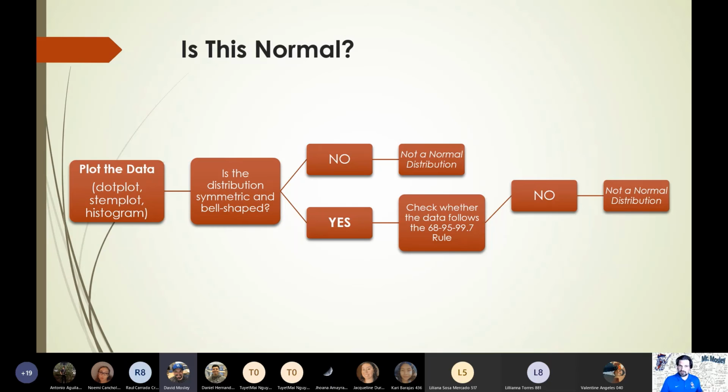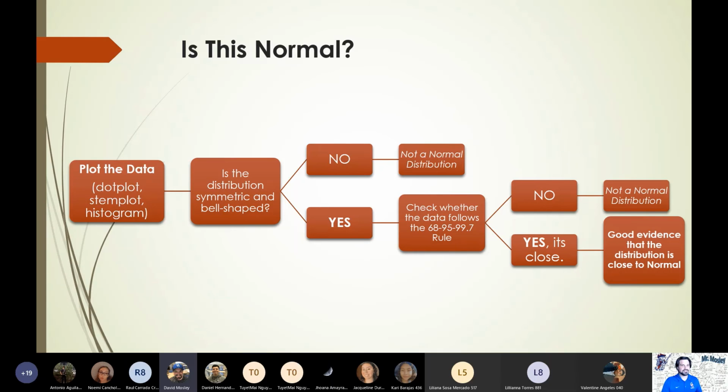It might be symmetric, right? And it might be close to bell-shaped, but it just doesn't quite fit into a normal distribution. If it is, and it's close, again, it doesn't have to be perfect, then we have good evidence that the distribution is close to normal or approximately normal. We're not going to typically have something that is a perfectly normal distribution. We're going to have things that are approximately normal, which then allow us to use these tools that work on normal distributions.